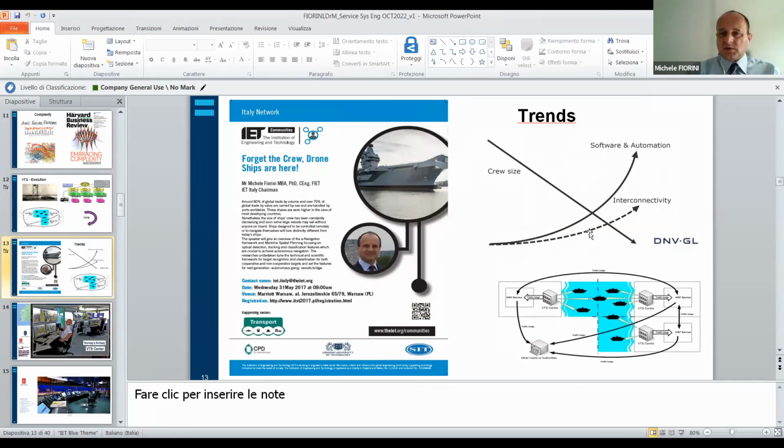At the same time, the interconnectivity between the systems inside the ships, for instance, and the shore side is also growing, at an order of magnitude less than the automation. And at the same time, the number of people, the crew needed on board, is going down and down because the automation is growing. It is quite obvious.